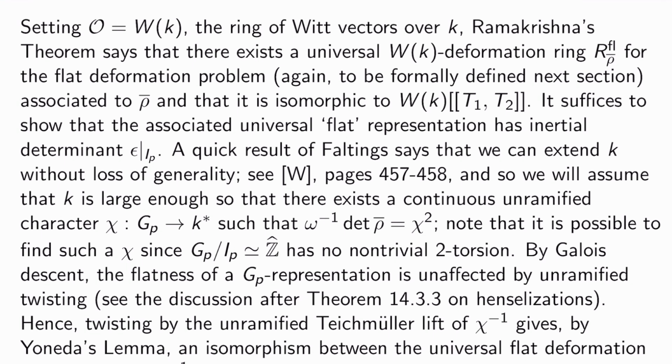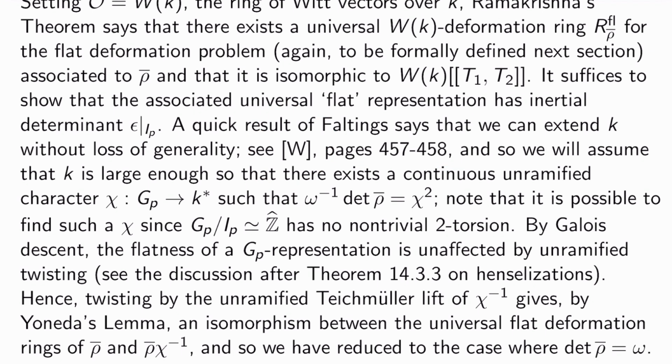A quick result of Faltings says that we can actually extend K, our ground field, without loss of generality. You can see Weil's paper, pages 457 to 458. This is a pretty easy argument. So from now on, we're going to assume that K is large enough so that there exists a continuous unramified character chi from G_P to K star, such that omega inverse det rho bar is chi squared. It is possible to find such a chi because G_P mod I_P, isomorphic to Z hat, has no non-trivial 2-torsion.